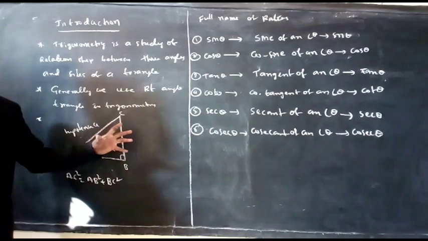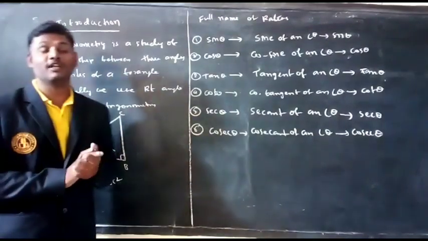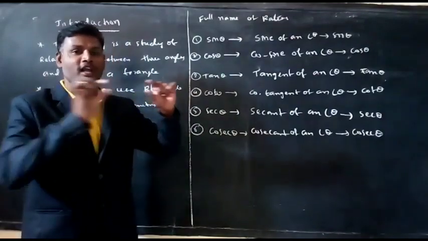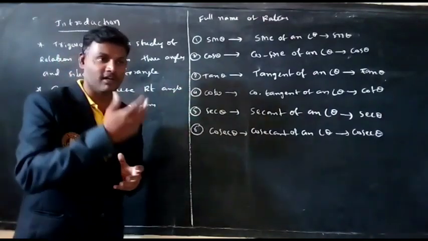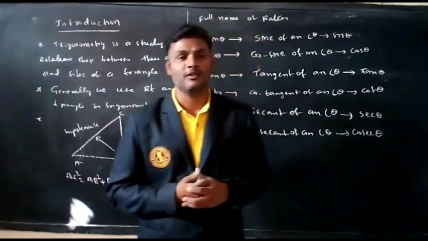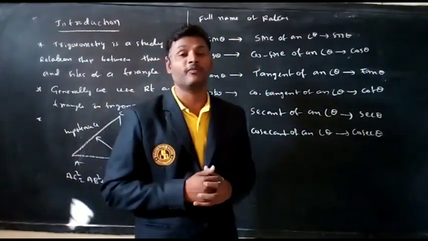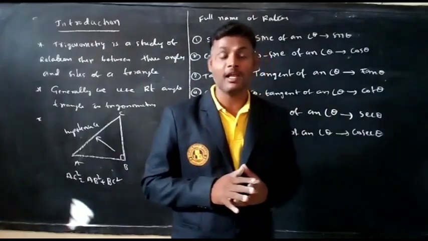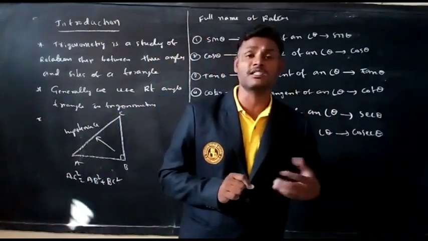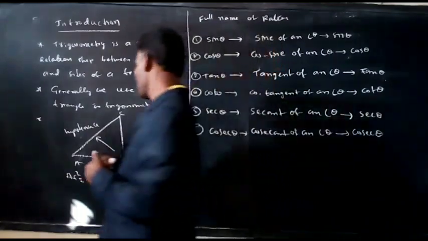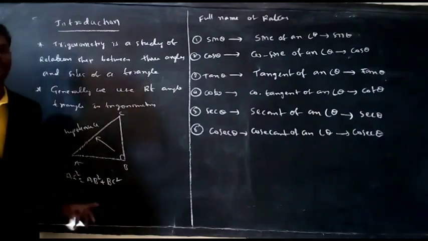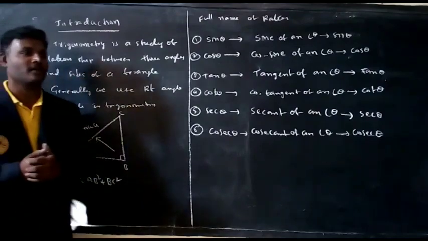In a right angle triangle, we can use the Pythagoras theorem. What is the meaning of the Pythagoras theorem? In a right angle triangle, the square of one side is equal to the sum of the squares of the other two sides. I repeat, in a right angle triangle, the square of one side is equal to the sum of the squares of the other two sides. Nothing but AC square is equal to AB square plus BC square.